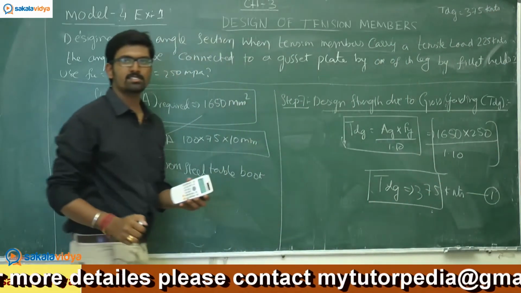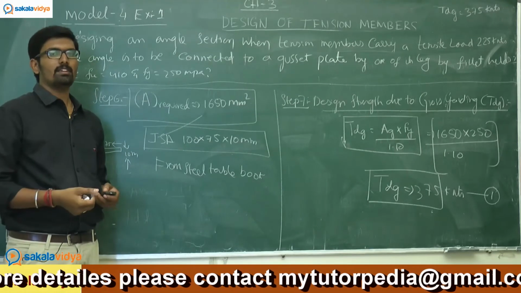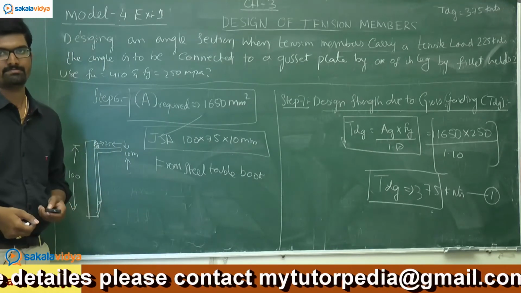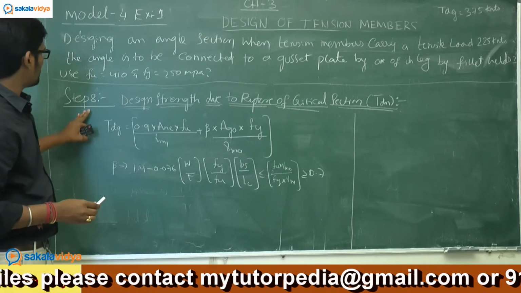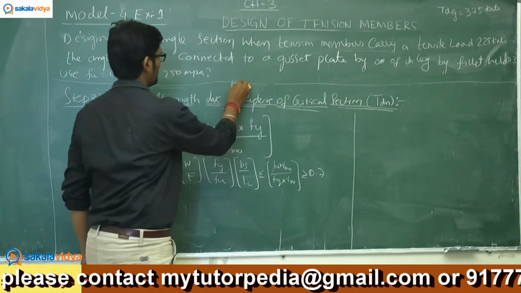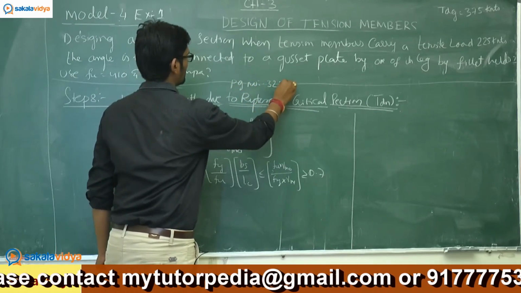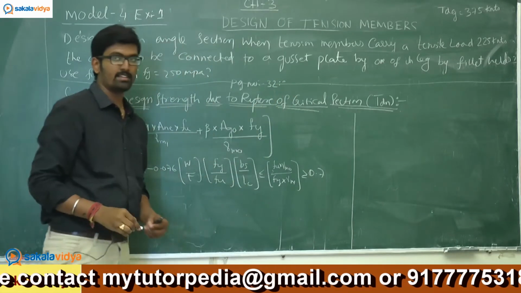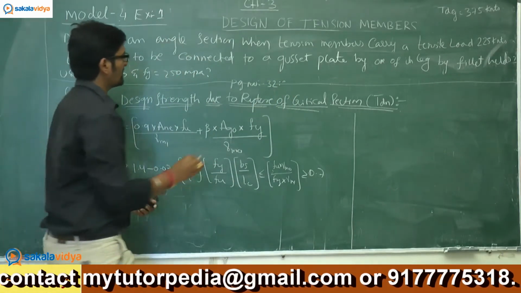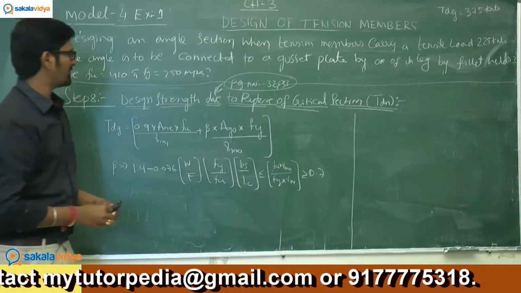We need to find the design strength due to rupture of critical section. So now let us calculate the design strength due to rupture of critical section. Second step: design strength due to rupture of critical section. From page number 32 and 33 of the IS 800 2007 code book, not the steel table book, sorry, we are going to solve this design strength due to rupture of critical section.